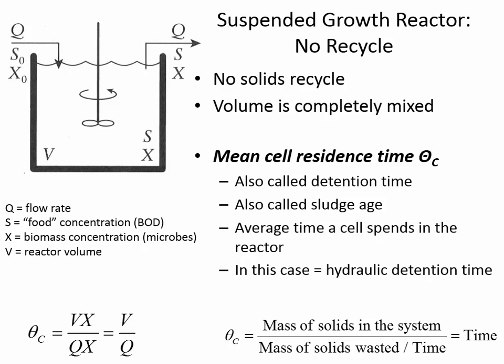They are the microbes. And so we're keeping track of the flow rate Q, the food concentration S, the biomass concentration X, and then the volume of the reactor is V. And this isn't a very useful configuration because we have to make the tank so large to have the reduction in BOD. Here is the formula for how we would calculate the cell residence time when there's no recycle.